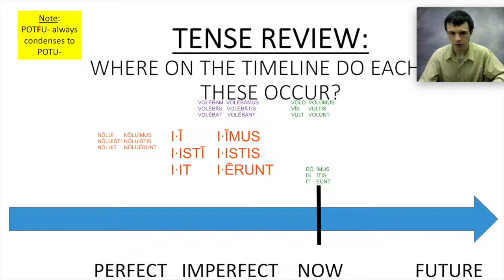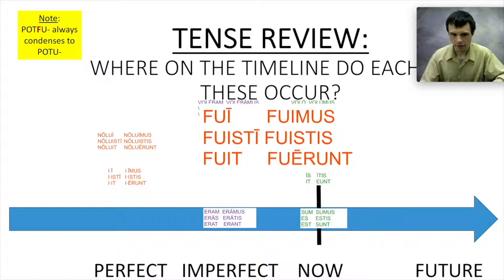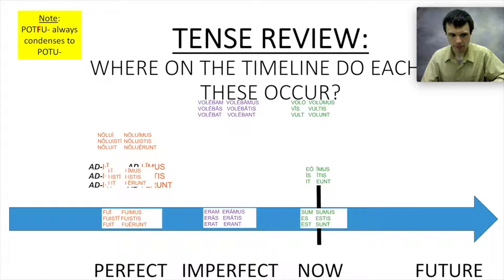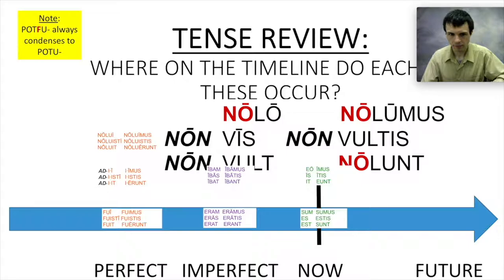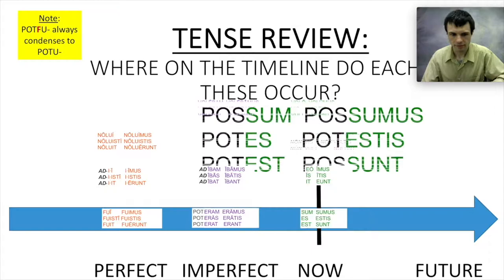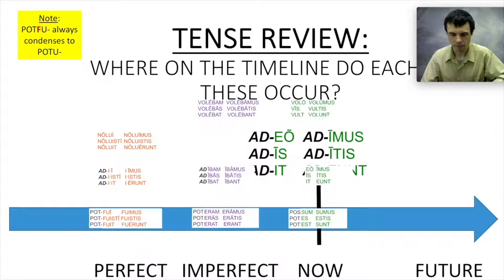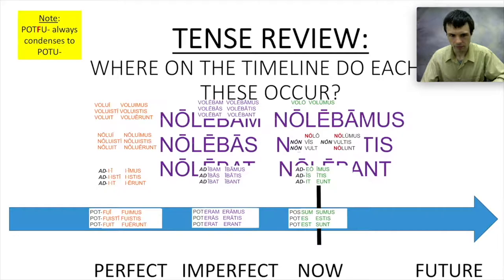Notice the separation there. There's the separation in a U there. Again, the same. There's the weird one. There's voluī with the U as its separation. And last but not least, that.